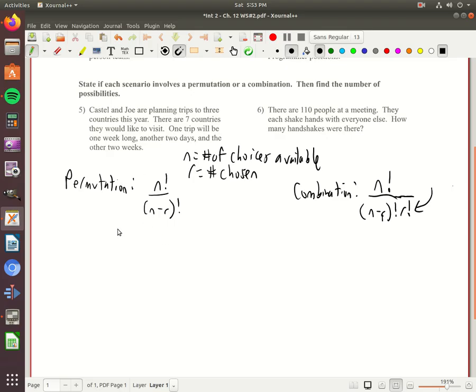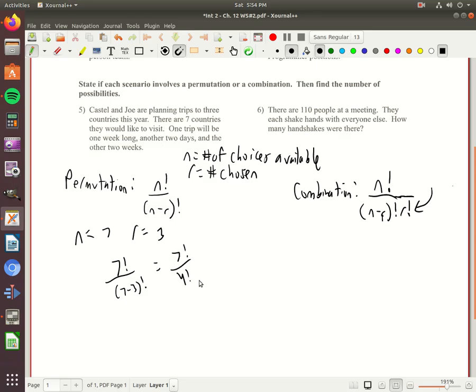So the question is, what is my n and what is my r? And again, my n is my number of choices available. So it looks like I'm choosing between 7 countries, and I'm going to choose 3 countries. So my n is going to be 7 and my r is going to be 3. Now I'm going to set up this equation. It's going to be 7 factorial over 7 minus 3 factorial. Well, 7 minus 3 is obviously 4 factorial.